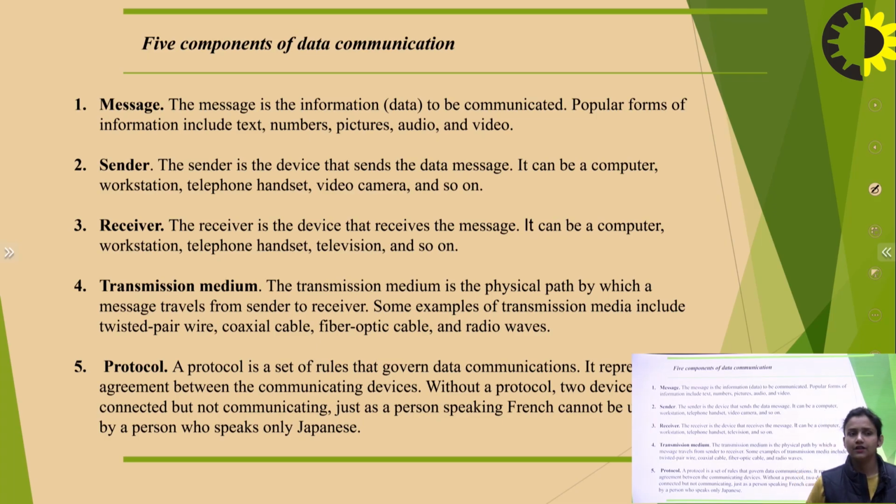Now the receiver receives the data. It can be a computer, telephone, handset, television, workstation, etc. Transmission medium, as I have also discussed, is the physical path by which the data travels from sender to receiver. The message is traveling from sender to receiver. It can be in any form, like cable, wired, wireless, Wi-Fi, LAN cables, etc.